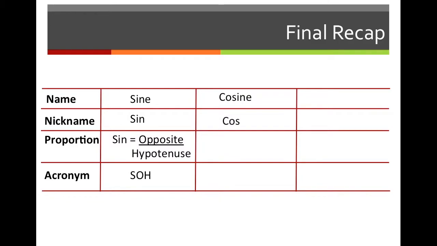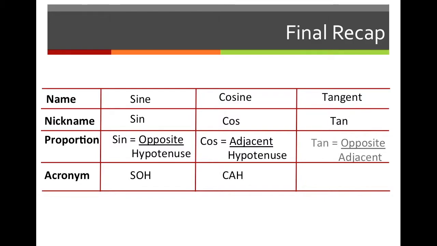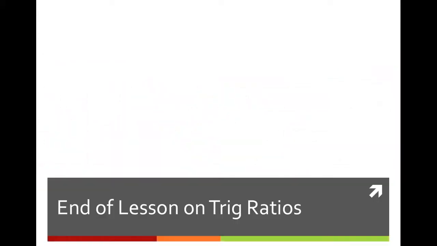We also have cosine, where if you were to go on your calculator, it's cos. Its proportion is adjacent over the hypotenuse, and we use CAH. Finally, we have tangent, whose nickname is tan. The proportion is opposite over adjacent, and we use the acronym TOA. And that is the end of your lesson on trig ratios.